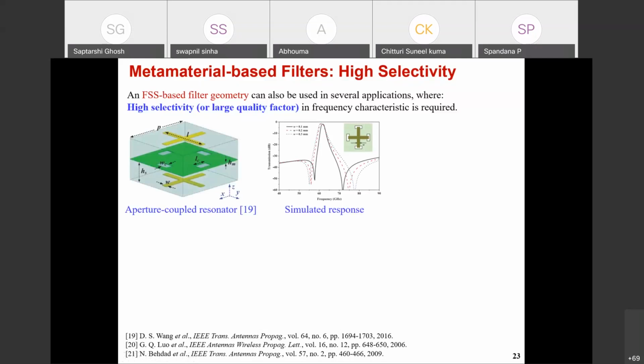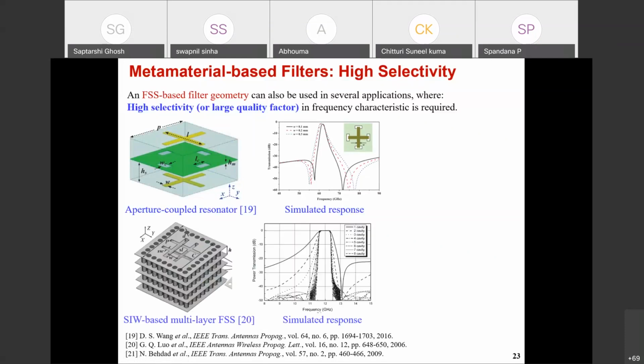One is the aperture coupled resonators. So there are some apertures in between, and the resonators in the top and bottom layer are getting coupled between these two resonators. So by controlling the geometry dimensions, we can control the transmission nulls across the two sides of this band pass response, and we can make this band pass response very much selective as desired.